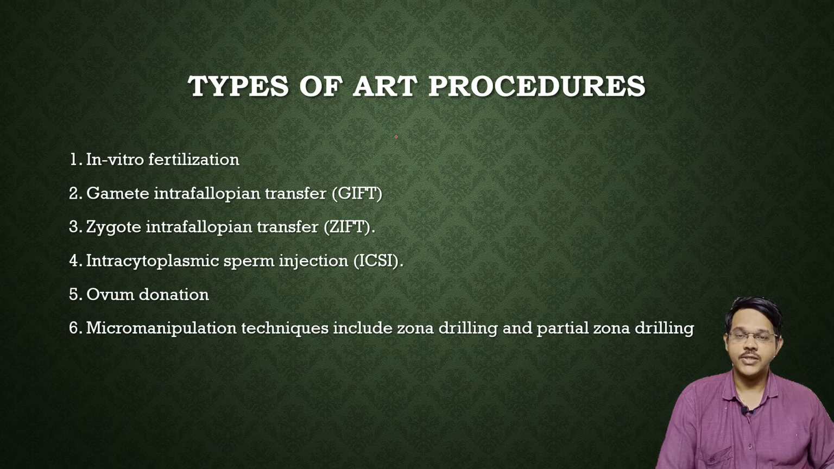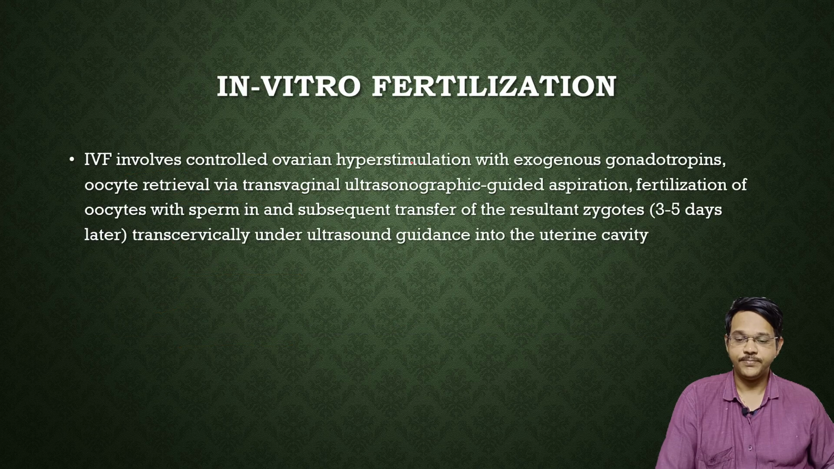Different ART procedures are available. One is in vitro fertilization, gamete intrafallopian transfer, zygote intrafallopian transfer, intracytoplasmic sperm injection, ovum donation, and micromanipulation techniques, in which the sperm is injected or drilling is done in the ovum and the sperm is injected into the egg itself.